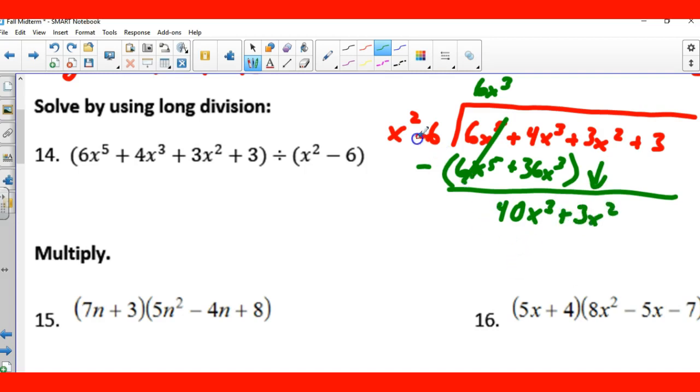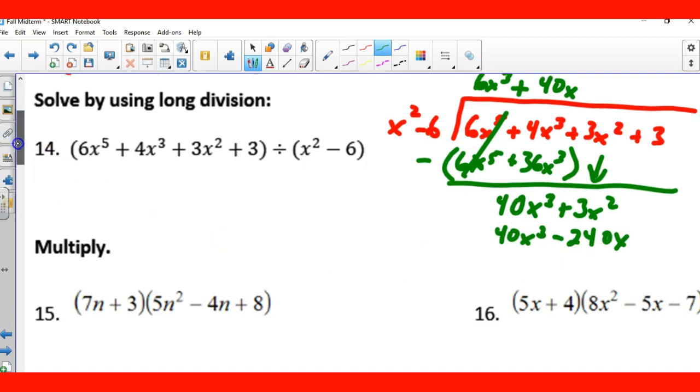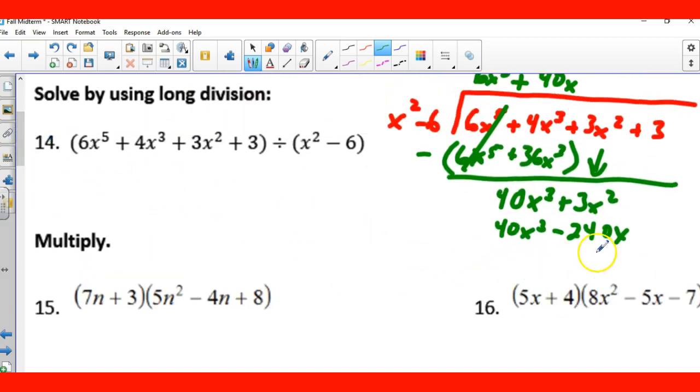Now I want 40x squared to be 40x cubed. So I'm going to multiply by 40x. 40x times x squared is 40x cubed. And 40x times negative 6 is a negative 240x. See how this right here is x and this right here is x squared? I'm not going to put that underneath that. I want to put it in its own box because I should have put 0 right here. See how this is 2, 1, and then put 2 right there.